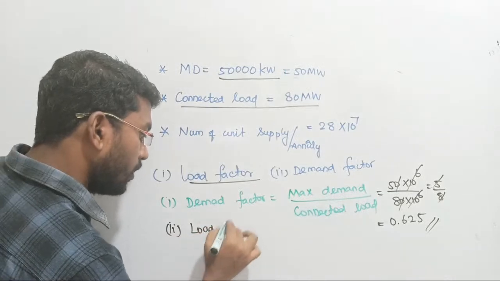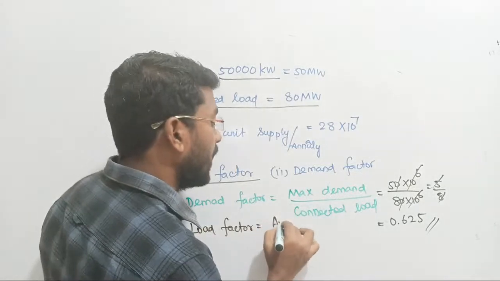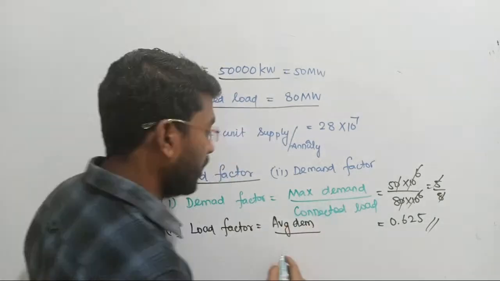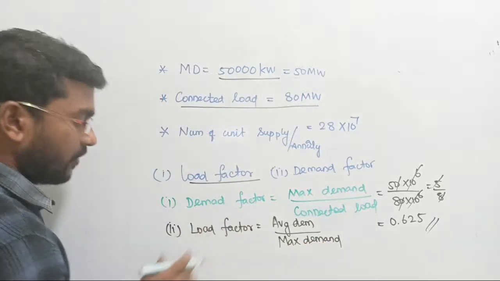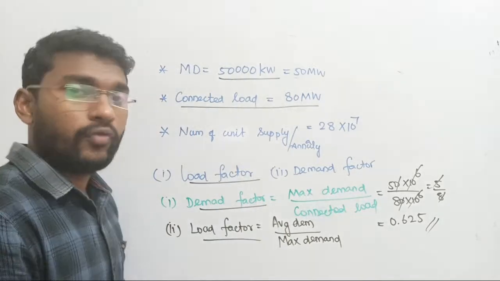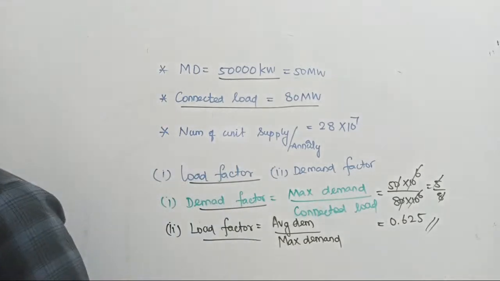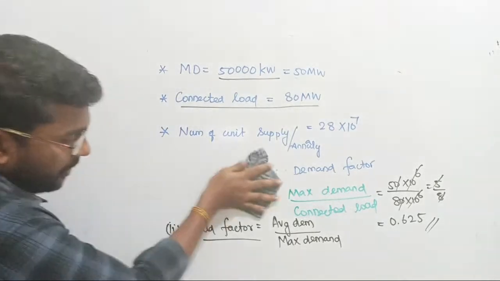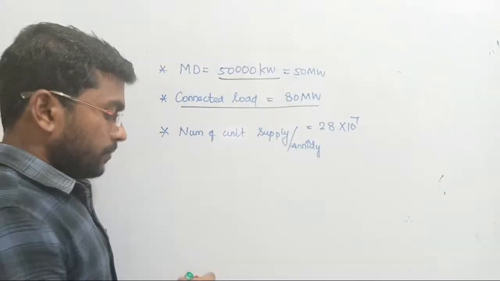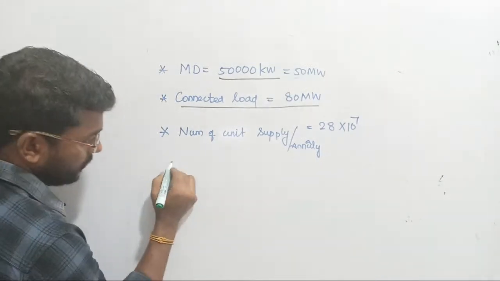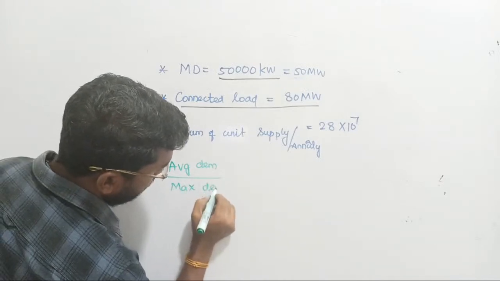Usually, first I told you how to write the idea of load factor. Load factor can be written as average demand divided by maximum demand. That is what we saw for demand factor and load factor. First we saw demand factor and then we concluded with load factor. Load factor can be written as average demand divided by maximum demand. But do you know the formula to obtain the average demand? I hope you all remember.